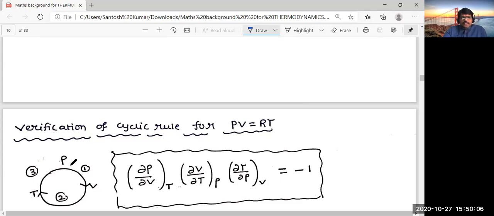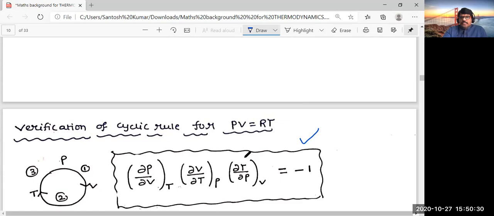So, pressure is a function of volume and temperature. We have written that del P by del V at constant temperature, times del V by del T at constant pressure, times del T by del P at constant volume, is equal to -1. And we have to prove that it is correct.